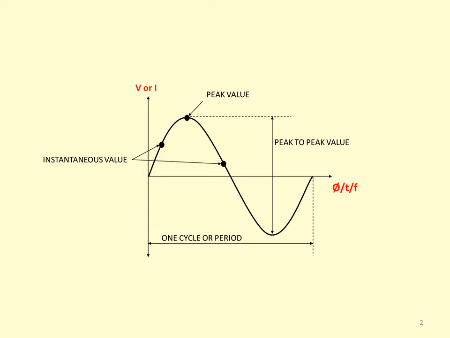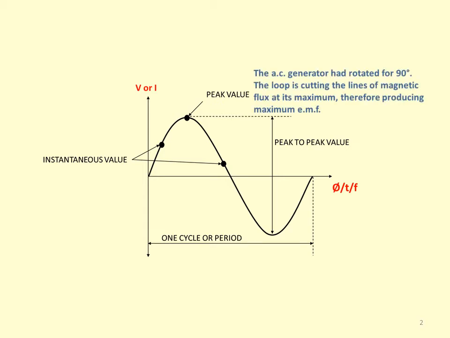We have peak value, and this is where an AC generator has rotated for 90 degrees. The loop is cutting the lines of magnetic flux at its maximum, therefore producing maximum EMF. And we'll demonstrate this on the next slide.